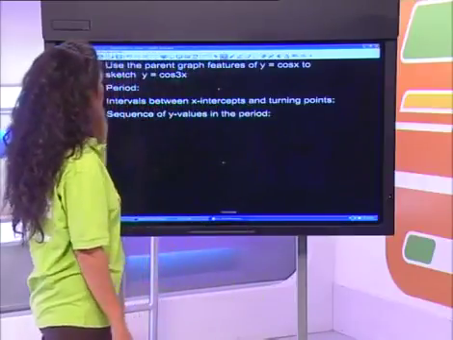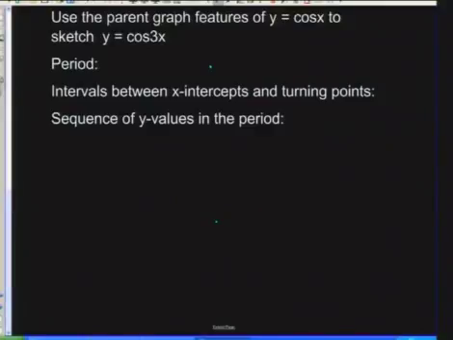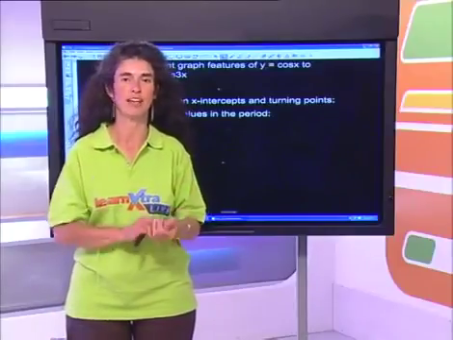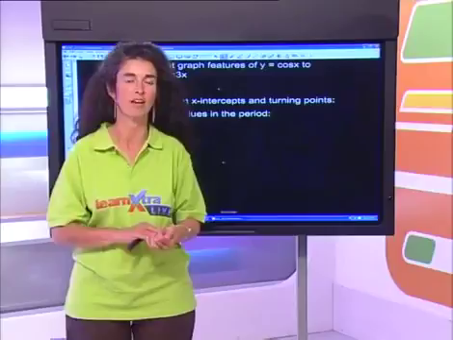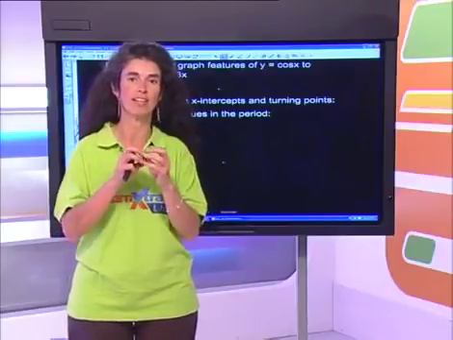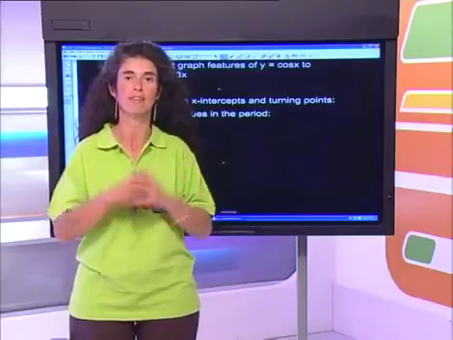Okay, we're going to first of all take the parent graph features of cos x to sketch the graph of y equals cos 3x. And I want to emphasize, please do not point plot values. Do not take your calculator, substitute an angle, times by 3, take the cos of that, because that is a really big waste of time. You need to be able to understand the transformation from the parent graph.